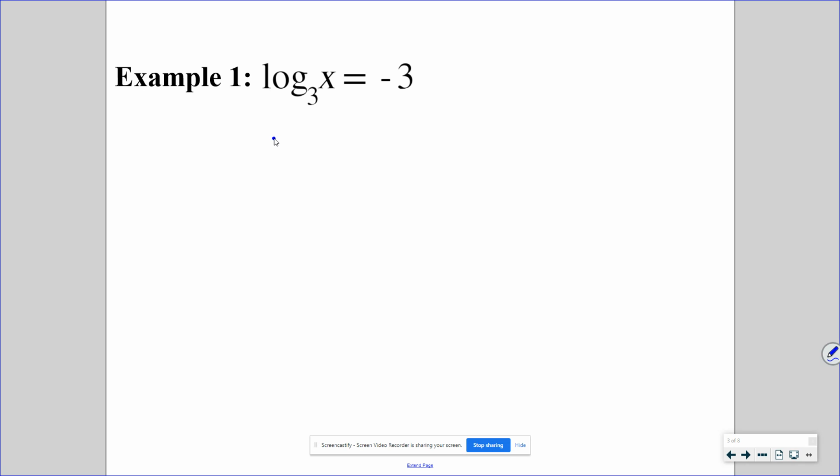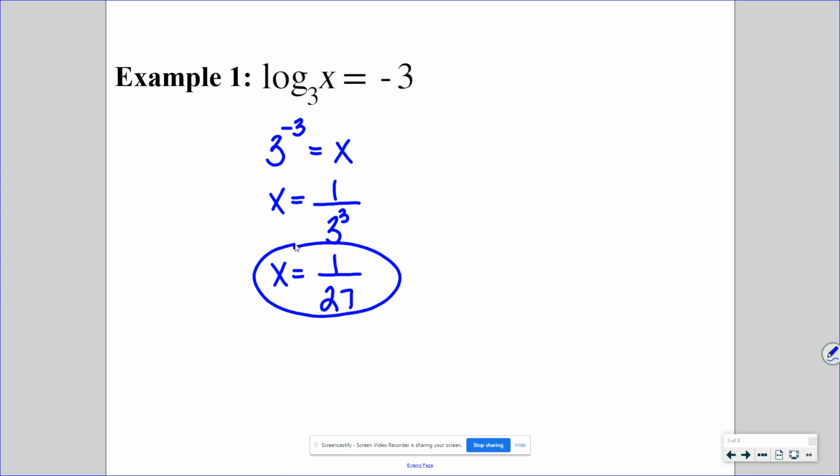That process is starting with the base of the logarithm. That becomes the base of an exponential. You raise it to the power of -3, and all of this will be equal to x. So to solve this equation, you just need to figure out what 3 to the -3rd power is. That would be the same as 1 over 3 to the 3rd power. And 3 to the 3rd power is 3 times 3 times 3, which is 27. So 1 over 27 is the answer to this question.